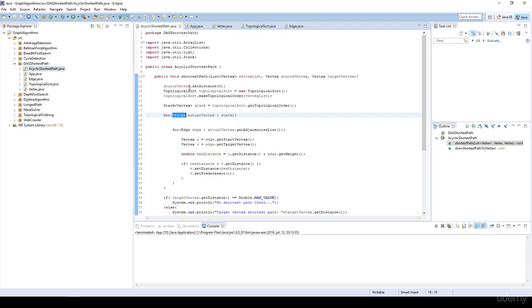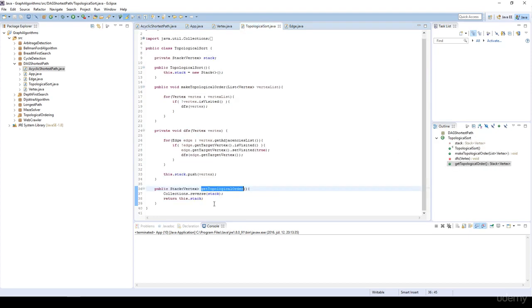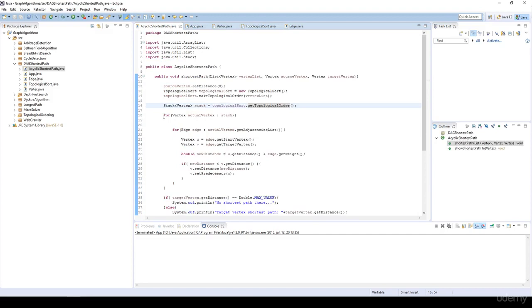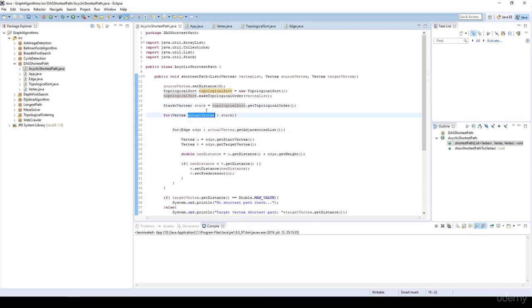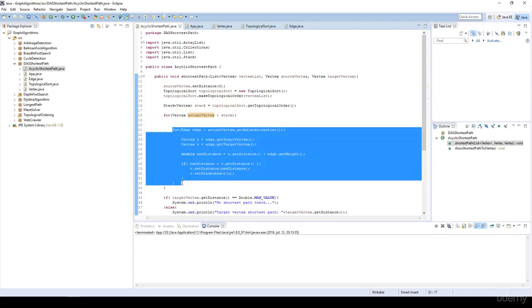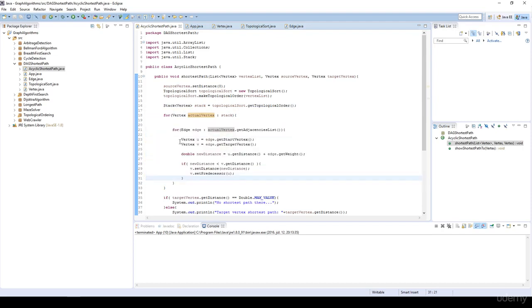And in the acyclic shortest path, basically we have the vertex list, we have the source vertex and the target vertex. We set the source vertex distance to be equal to 0 as usual, and we have to make the topological sort at the beginning on the vertex list. We are going to return a stack of vertices with this get topological order as we have seen. And basically we iterate through all the vertices, and these vertices are in topological order, so we iterate through these vertices and consider all the edges to be able to relax all of them. So it is the usual algorithm as we have seen for Dijkstra's algorithm and for the Bellman-Ford algorithm.